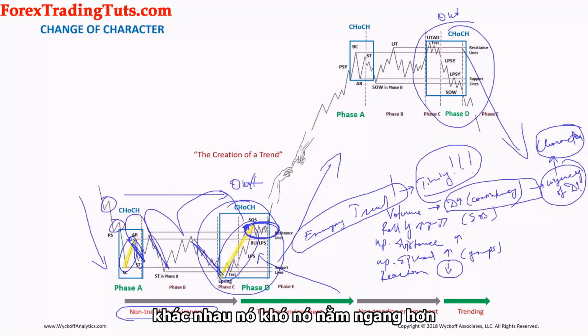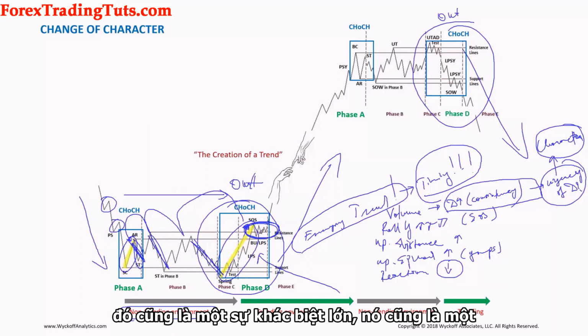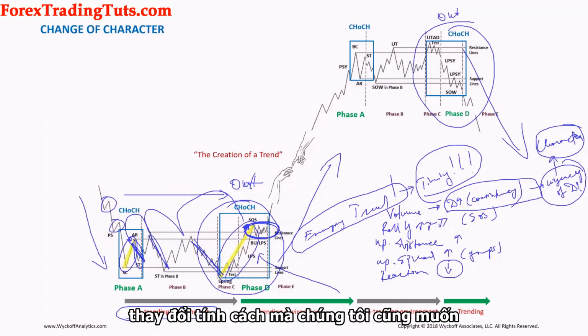On this schematic, it looks even different. It's more horizontal than vertical, right? Than the reaction that goes down to the support. It still goes down to the support, but it goes down to the support that has acted before as the resistance, and that's also a big difference. It's also a change of behavior, and that concludes a change of character.